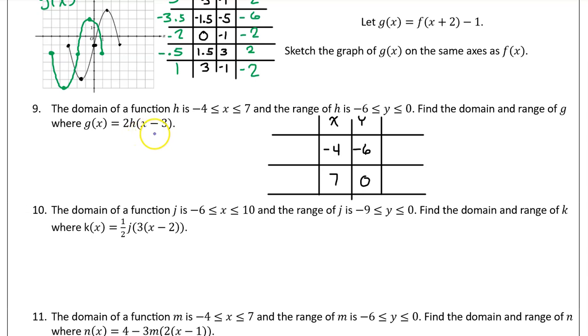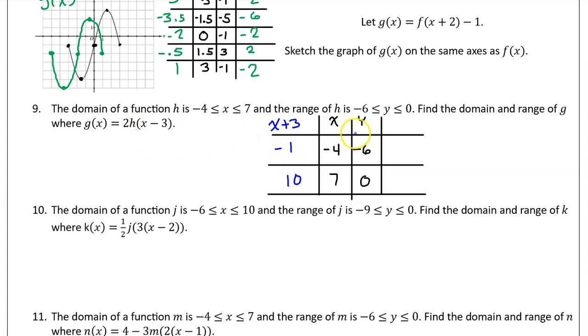The transformations that affect the x values are on the inside of the function, and they are always the opposite of what they appear. So the x minus 3 is a horizontal translation by positive 3. So we will do x plus 3 to get the new x values, the new domain values. So let's see, negative 4 plus 3 is negative 1, and 7 plus 3 is 10.